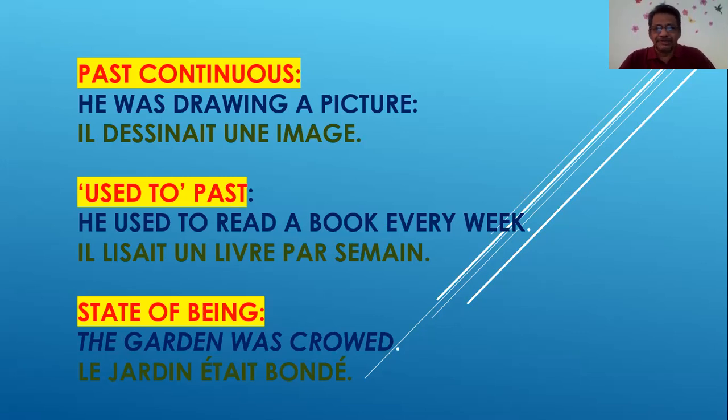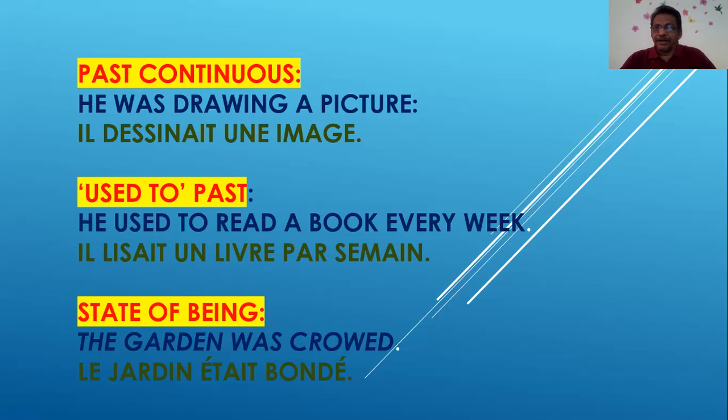Now used to past. This is quite interesting. The example given here is he used to read a book every week. Now, the same sentence, when we write it in French, it goes like this: Il lisait un livre par semaine. So the English sentence and then the French sentence is also given. I will just dwell briefly upon this used to past.